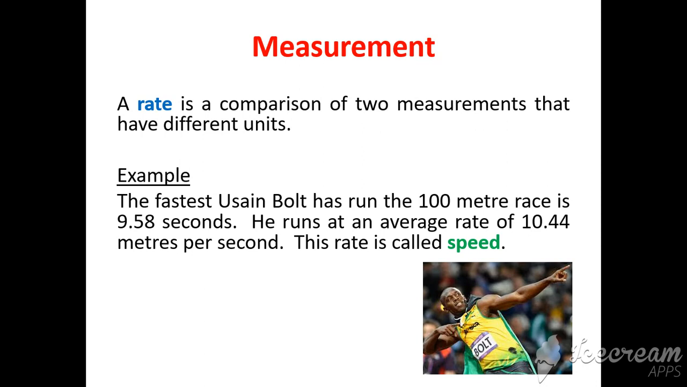And finally, a rate. A rate is a comparison of two measurements that have different units. For example, speed is a rate because it measures distance versus time. And Usain Bolt is the fastest male on this planet. He's run the 100 meters in 9.58 seconds, which means his average rate is 10.44 meters per second.